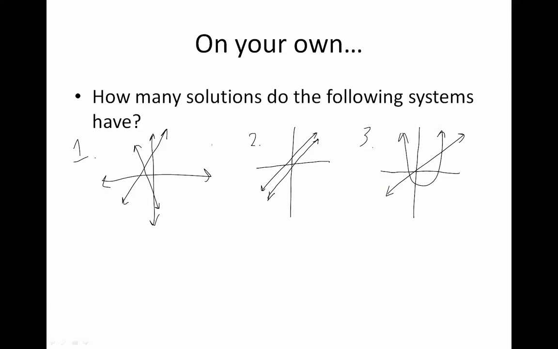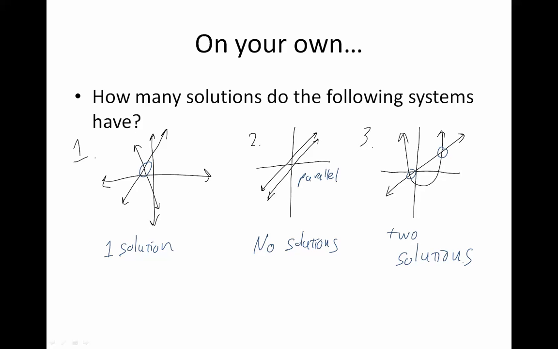So you should have looked at the three pictures here and determined the number of solutions. This first one has one intersection, so it has one solution. This second one has two parallel lines, and because those lines are parallel, it has no solutions. And for this third one, it's not linear, but we've got a line here and a line crossing through it. It intersects twice, so it has two solutions.